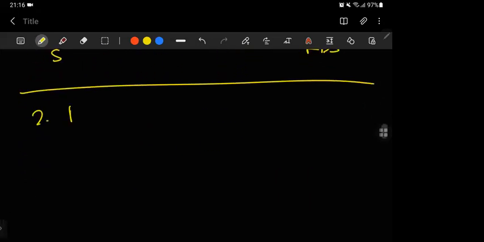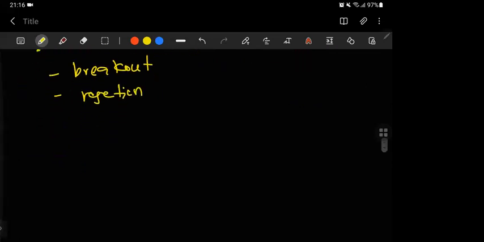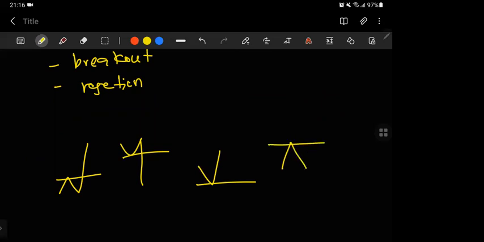So, price action: breakout, rejection. Breakout, rejection. What is that?